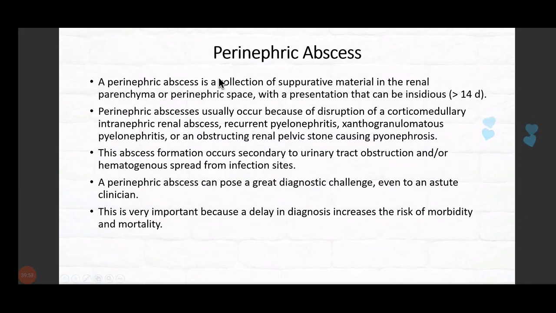Perinephric abscess. Now, perinephric abscess is a collection of suppurative material in the renal parenchyma or in the perinephric space. Now, there is a catch. Like acute pyelonephritis, which can present within 3 days or 5 days, perinephric abscess presentation can be delayed or insidious. Now, this delay is directly increasing the risk of morbidity and mortality.